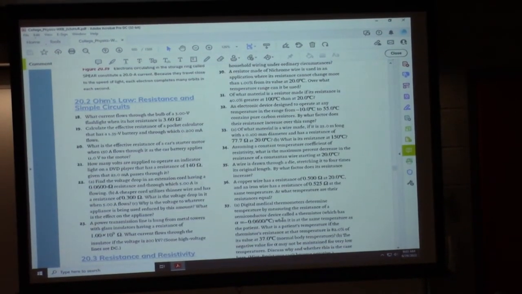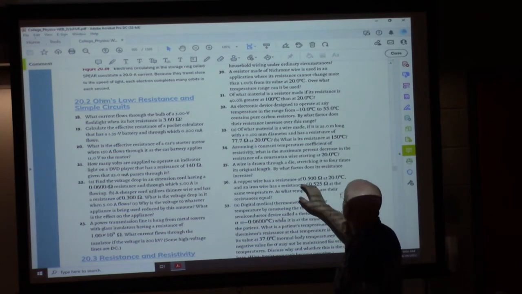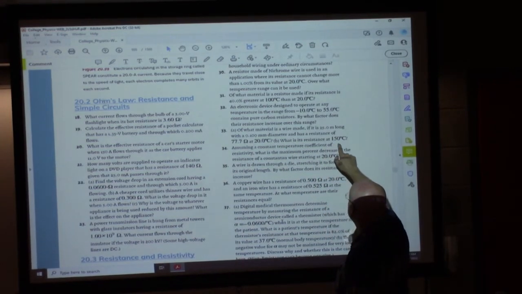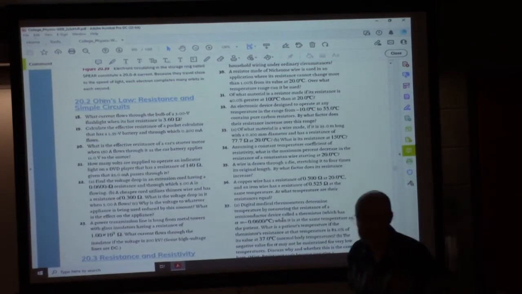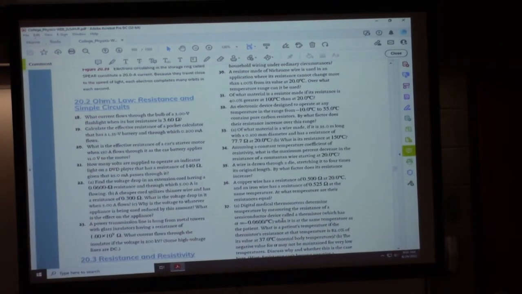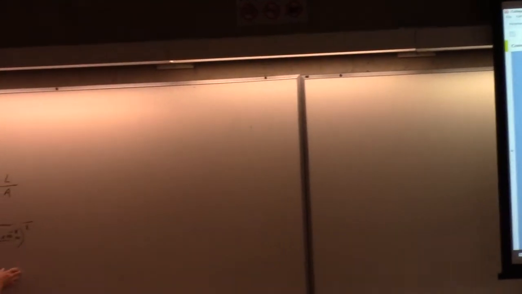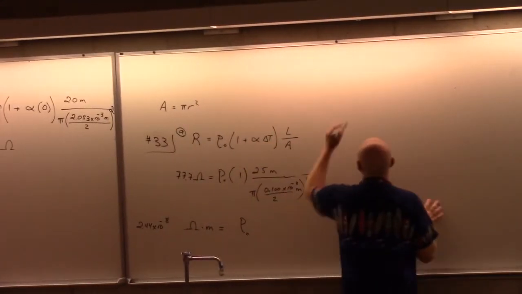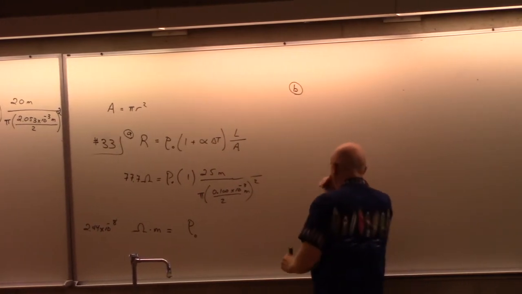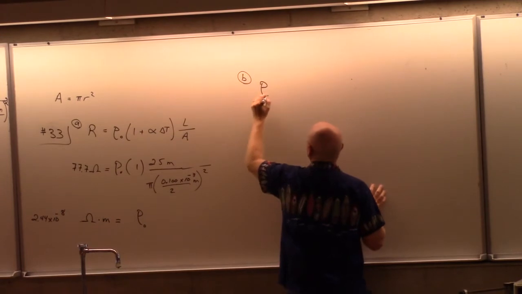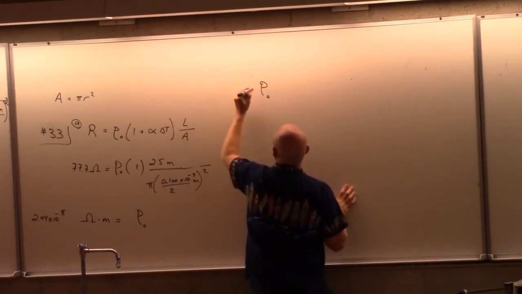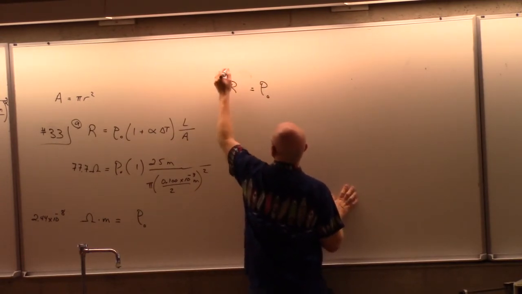All right, so let's go to part B. Part B then says, all right, now that we know what material it is, what is its resistance now if you warm it up to 150 degrees? So I'll put a little A here and jump over here to B and say, all right, I guess what I would have, and I'll start with the whole equation again.